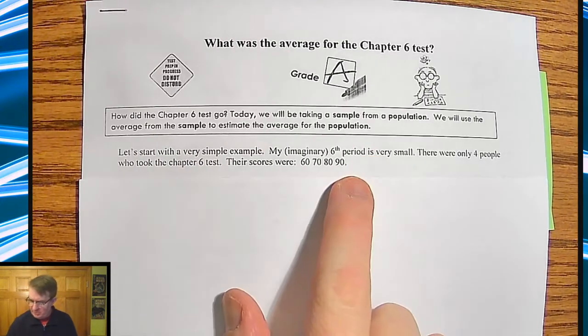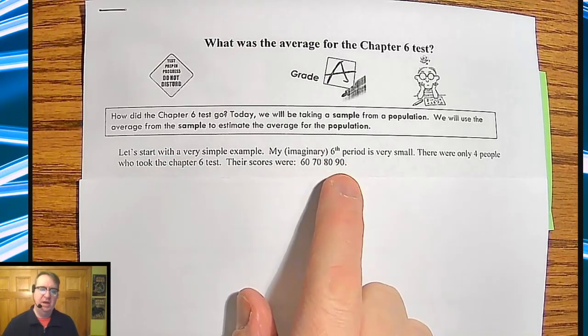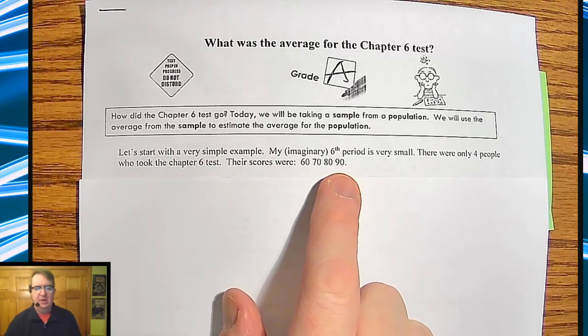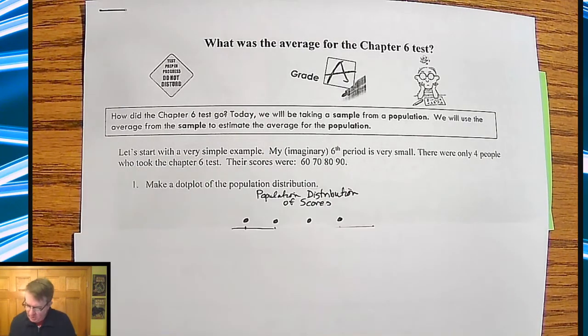My imaginary 6th period is very small. There's only 4 people in it, and they took the test, and they got a 60, a 70, an 80, and a 90%. Yeah, way to go. So, what are the odds, right? So the first thing we're going to do is make a dot plot of each one of these things.